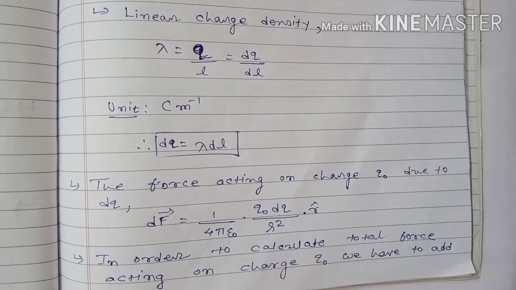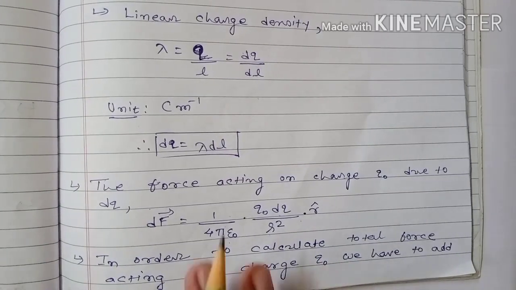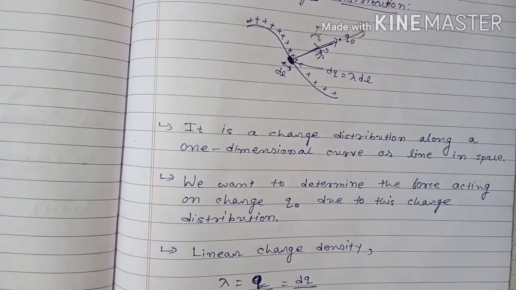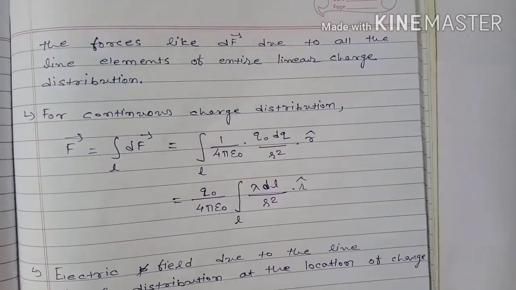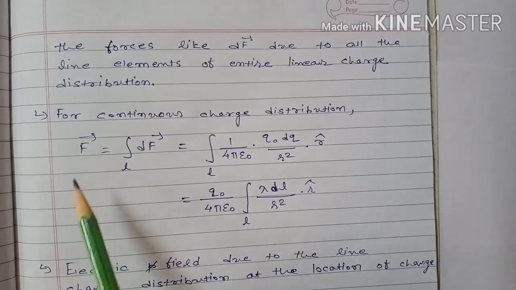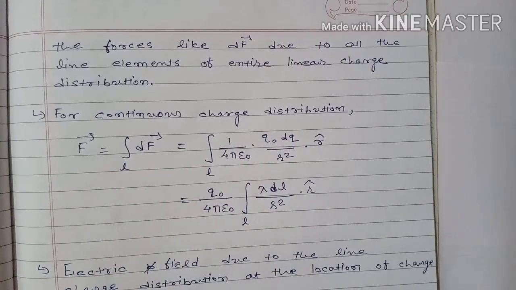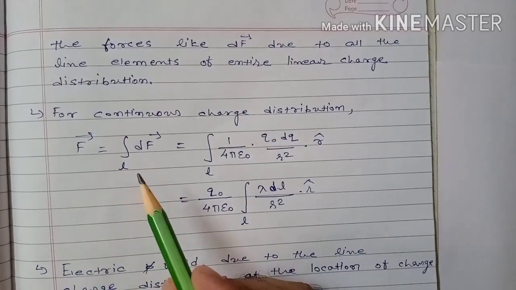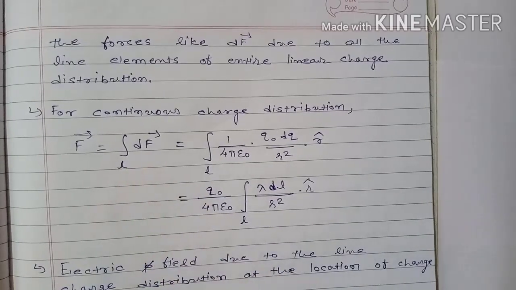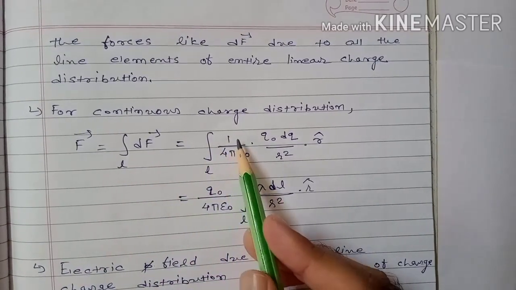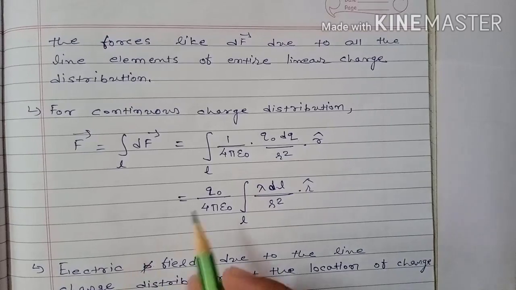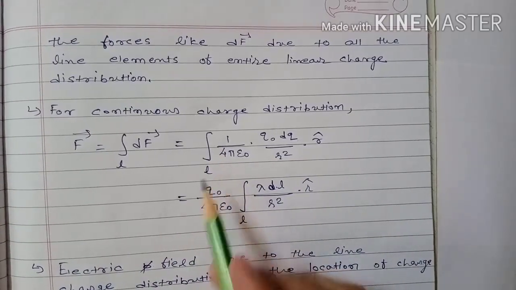If we have to find the total force due to this continuous charge distribution, then the total force F vector is equal to the integration of dF vector. We can find the total force because the charge distribution is continuous. Therefore, the summation of the small forces can be found using the integration method of calculus. The integration of dF vector is equal to the integration of 1 upon 4 pi epsilon naught q0 dq upon r square into r cap, over L, that is, the entire length of the wire.